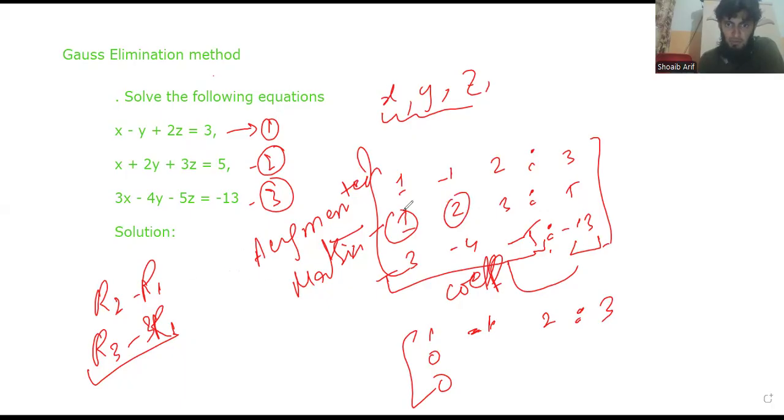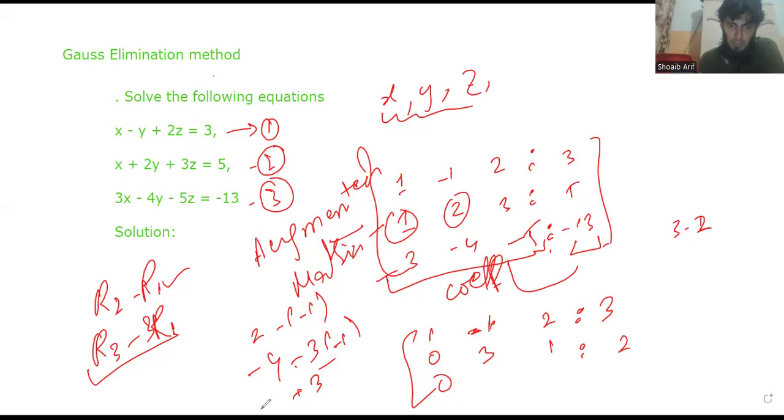And then what is the number of this? So apply this operation: 2 minus minus 1. So we will get 3. So 3 minus 2, 1. By using this operation, we will write this. Okay, so in place of this, 5 minus 3, 2. So apply this operation for this row. So minus 4 minus 3 into R1. So minus 1. So minus minus plus 3 ones are 3, and plus 3, and minus 4.